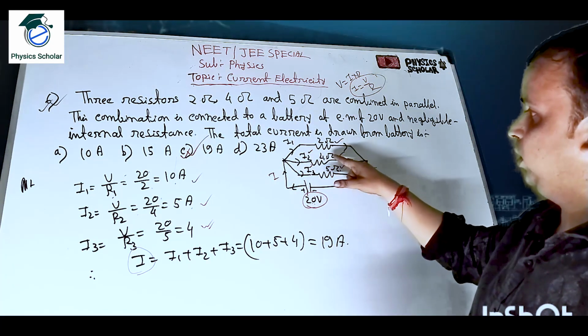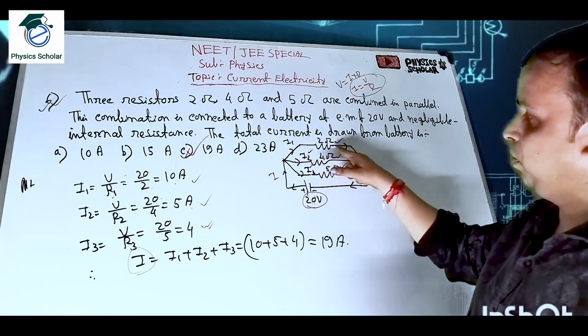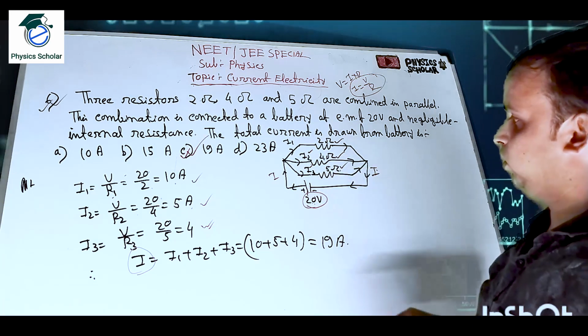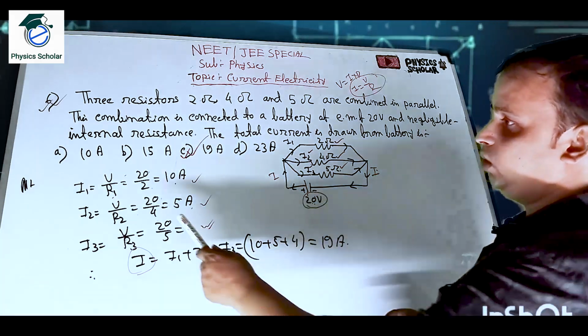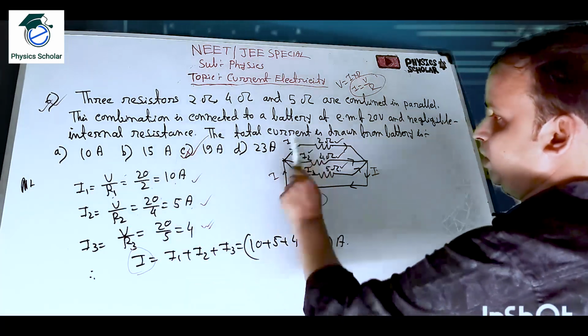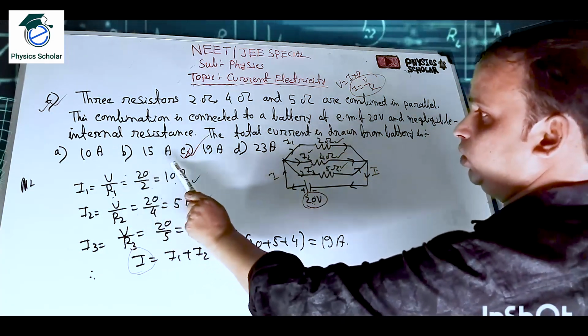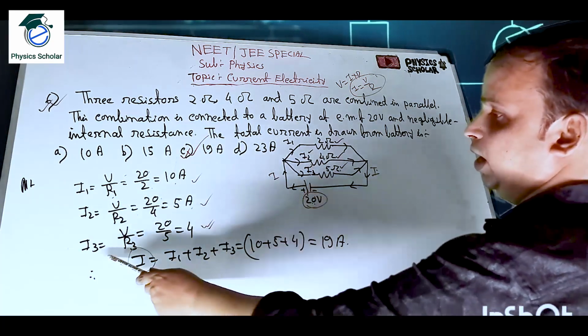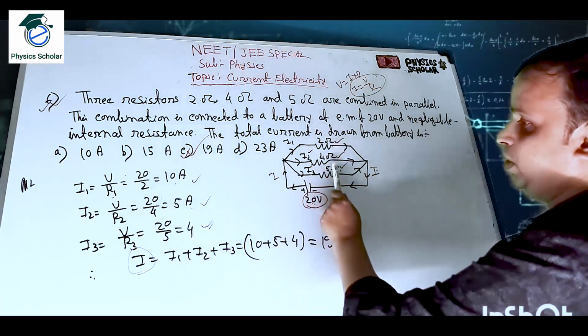I1 will pass through 2 ohm, I2 will pass through 4 and I3 will pass through 5, clear. So I1 is equal to what? V by R1. So V means 20 by 2 is equal to 10, I2 is equal to V by R2 means 20 by 4 is equal to 5 and I3 is equal to V by R3, that means 20 by 5 is equal to 4.